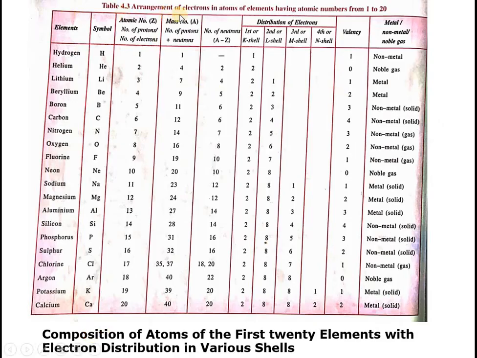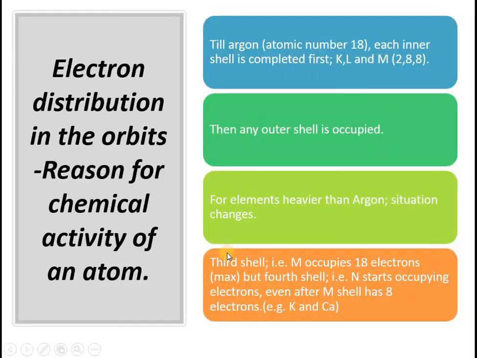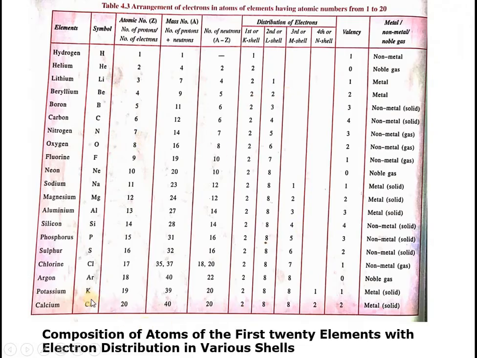Then these are some arrangements of electrons in atoms of elements given from 1 to 20. You can see this. You yourself practice this, and you have to remember from 1 to 20. These are the orbital diagrams shown. Now, in the previous slide, you can see till argon. Argon atomic number is 18 and mass number is 40. So, neutrons are 22. Its distribution is 2, 8, 8.